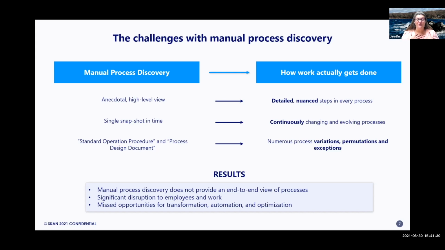These are, from a process improvement perspective, what we would consider exceptions. So again, manual discovery gets you part of the way, but it is certainly not where you want to be if you want to have some optimal impact.